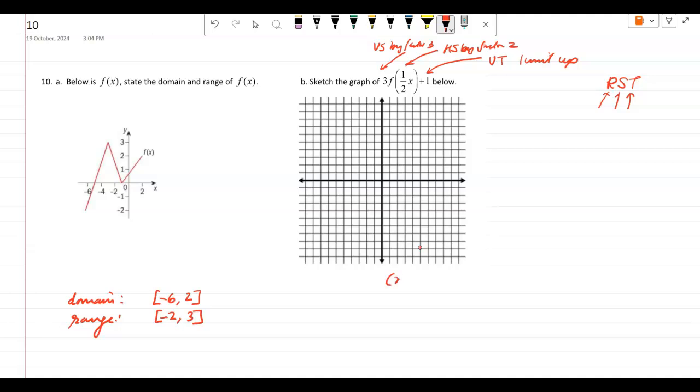Or what you can do is, if you have your point x comma y, what will it become? Vertical stretch: 3y. Then plus 1. Horizontal stretch: 2x. And this is 1 unit up. I really like this.